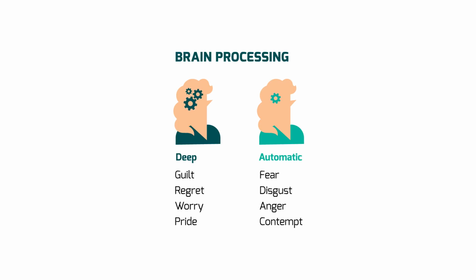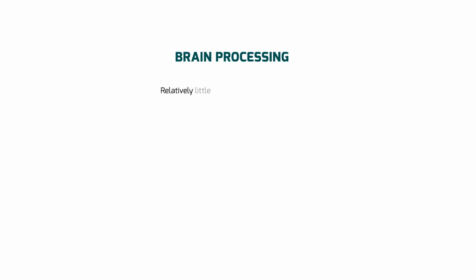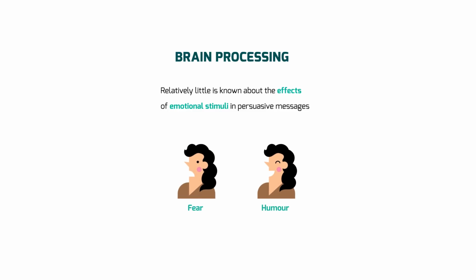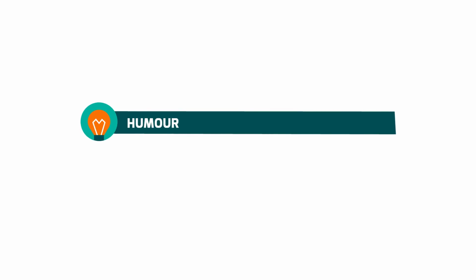Although the role of emotion in our lives has been extensively studied, in the field of persuasive communication, only a limited number of studies has been done on most emotions. As a result, relatively little is known about the effects of emotional stimuli in persuasive messages and how these effects come about. An exception are fear and humor, that both have been extensively studied. Fear is discussed in another microlecture. Therefore, we will now concentrate on humor. Note that humor is not an emotion, but a persuasive strategy that attempts to elicit joy or happiness.